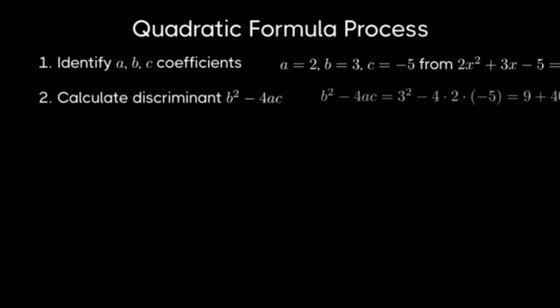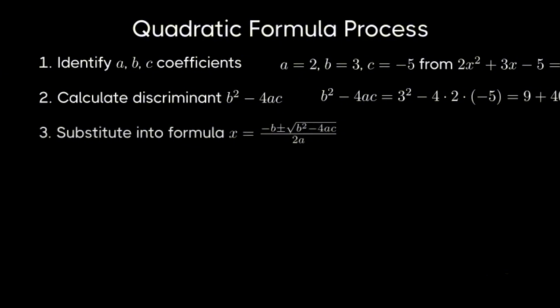Substituting our values, we get 3 squared minus 4 times 2 times negative 5. That's 9 plus 40, which equals 49. Since our discriminant is positive, we'll have two distinct real solutions. Step 3. Next, we substitute our values into the quadratic formula: x equals negative b plus or minus the square root of the discriminant, all divided by 2a.